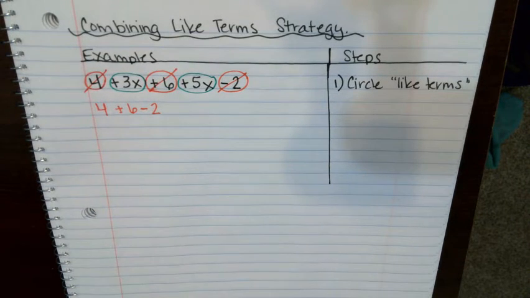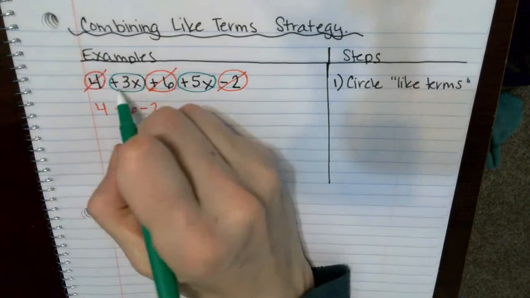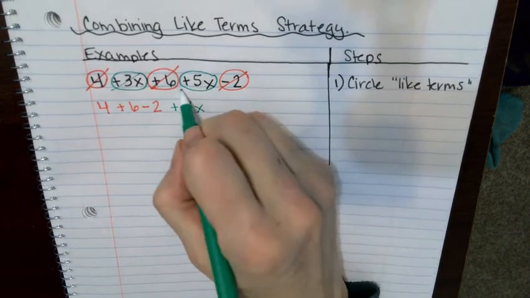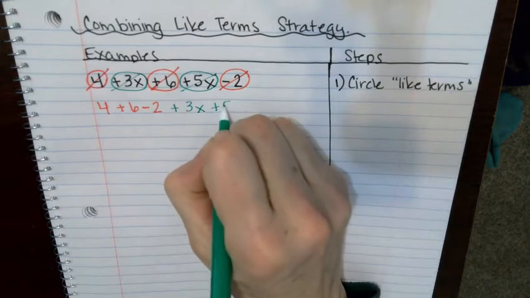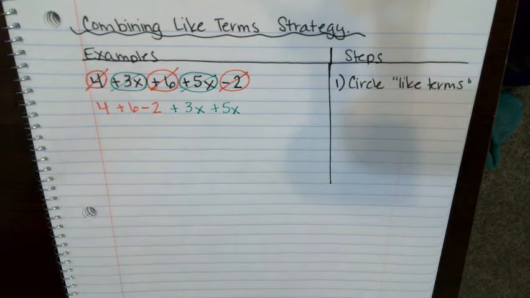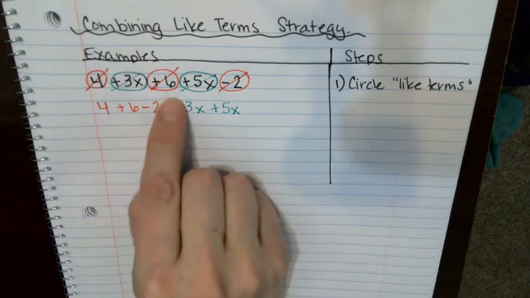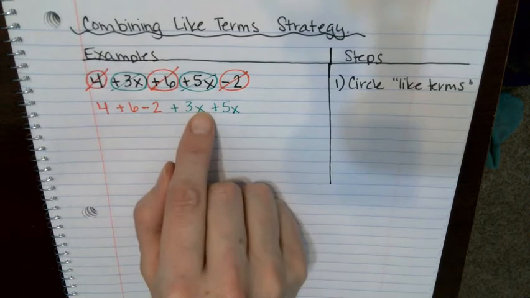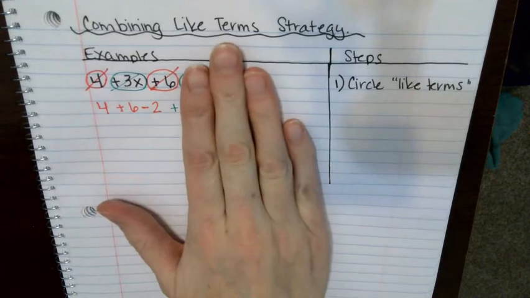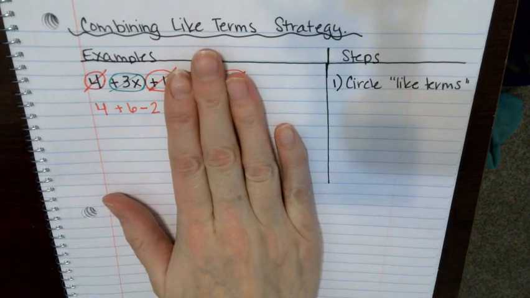Okay. Look at my green terms. I'm going to bring down plus 3x, and I'm going to bring down plus 5x. Okay. Now notice I have two different types of terms. I have non-variable terms and I have x variable terms. So I'm going to first just look at my color in red.